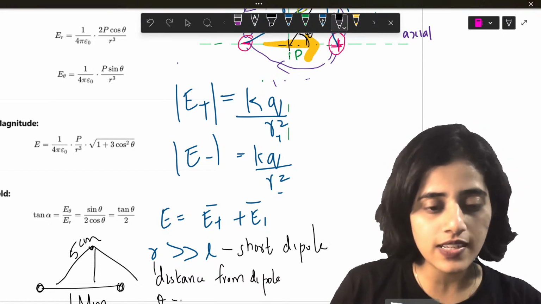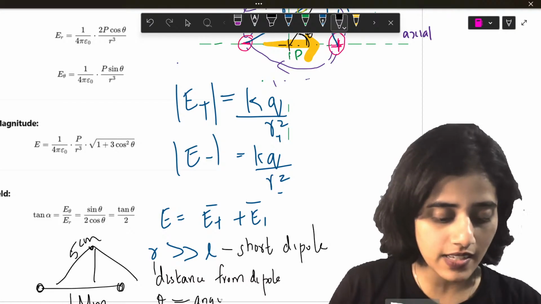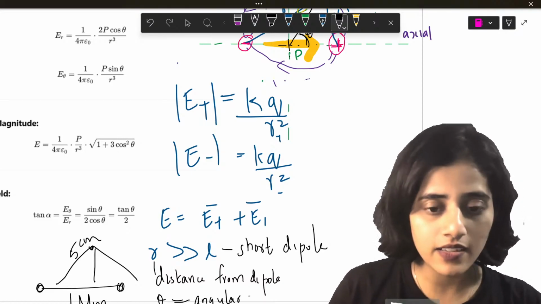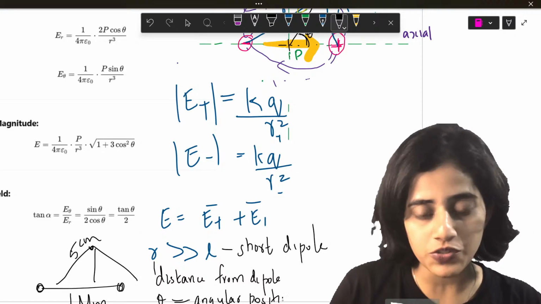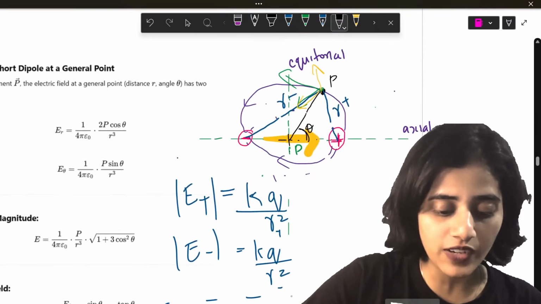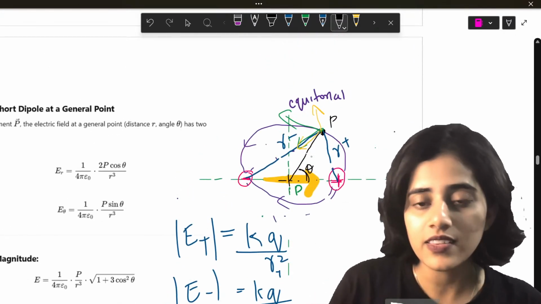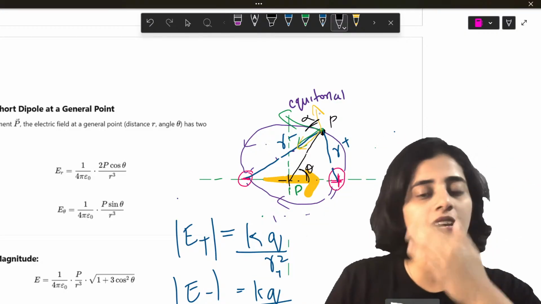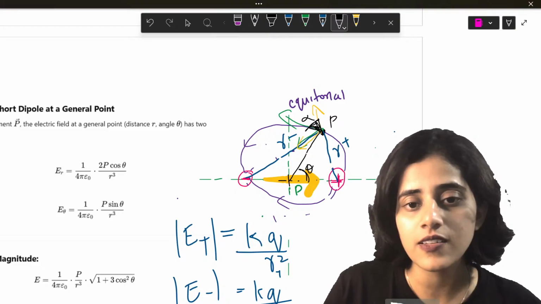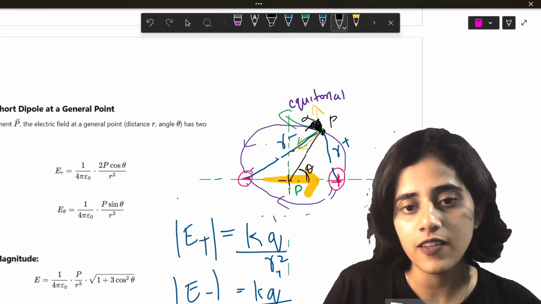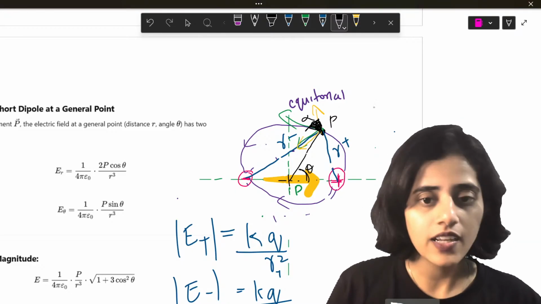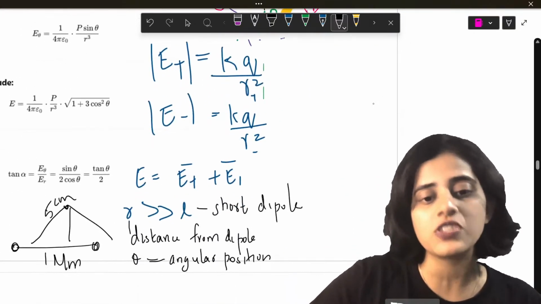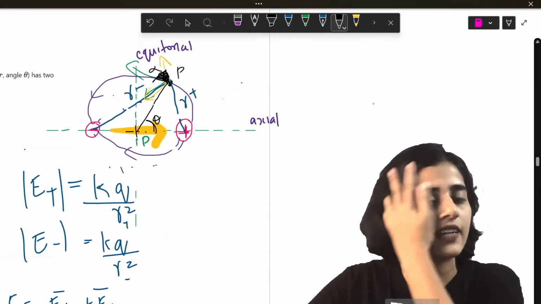And what is theta? Theta is the angular position. Now, the direction of the electric field will make an angle alpha. This is alpha. Now, if you actually do the math for this, there are a lot of steps, but you don't need that at this stage.